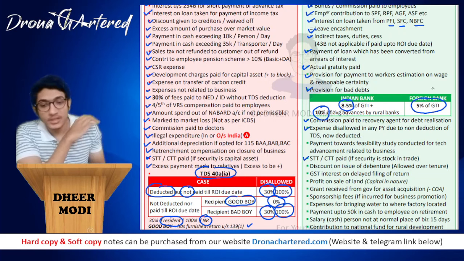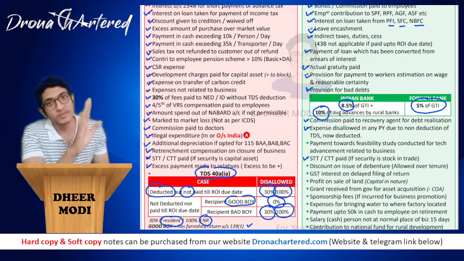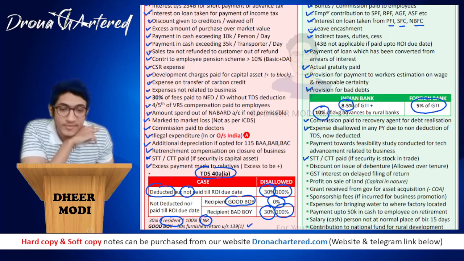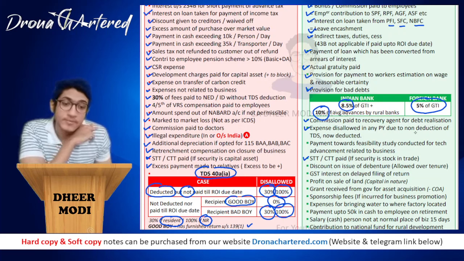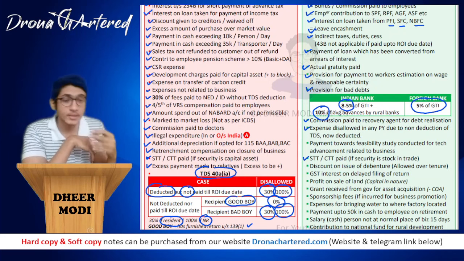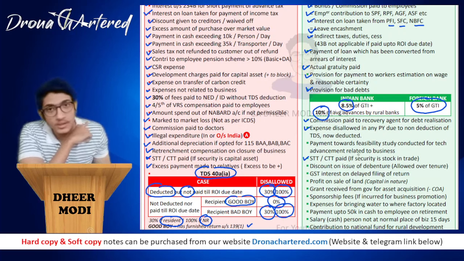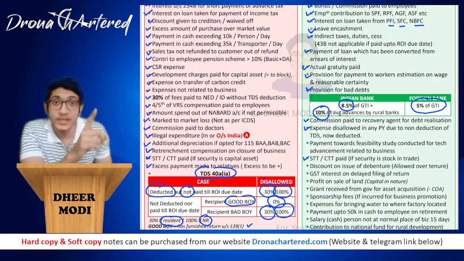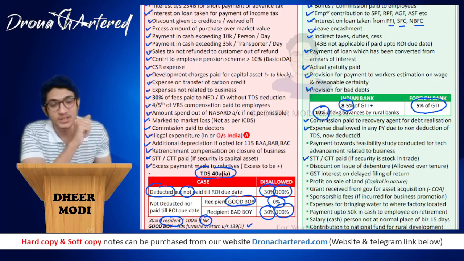So in such a case, if in the next year I either deduct or deposit whichever part I was lacking on, if I do that, then expense disallowed in any previous year due to non-deduction of TDS now deducted will be allowed. That means in the current year, since I have now deducted and paid to the government, I will be allowed the deduction. Not of the TDS amount, okay? Remember, only the amount that I was previously being denied for deduction.